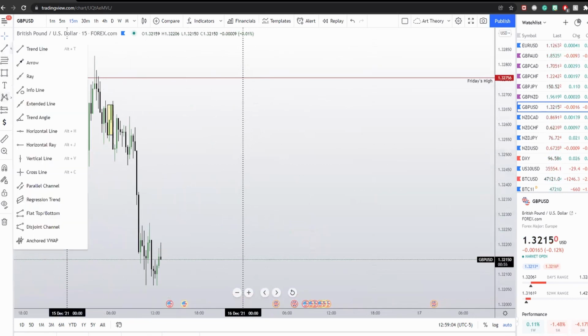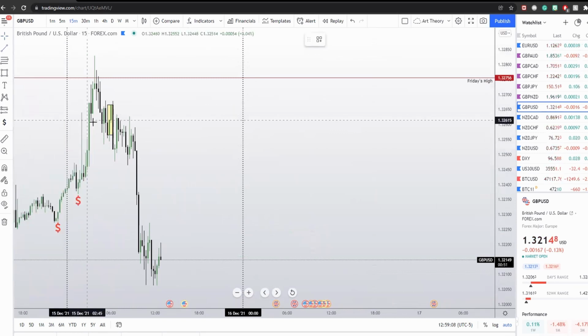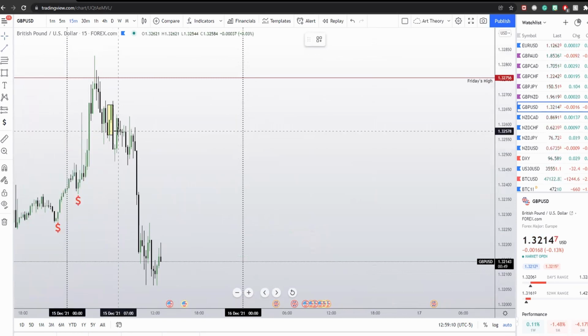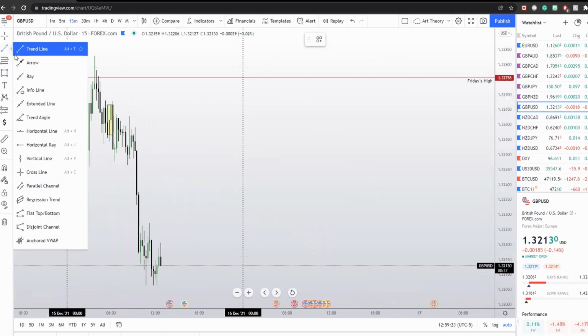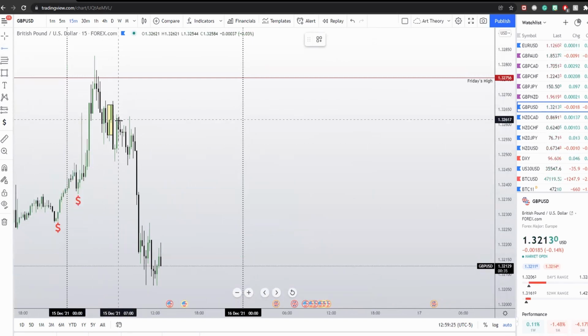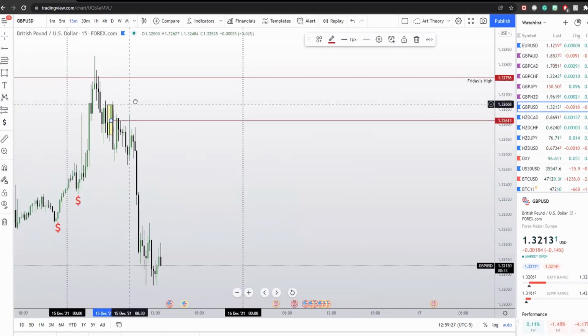Last night around 5 a.m. my time, which is like 7 or 8 a.m. right here, price moves up into this order block, right here. That is where I take my first entry of sell. I take this entry right here.